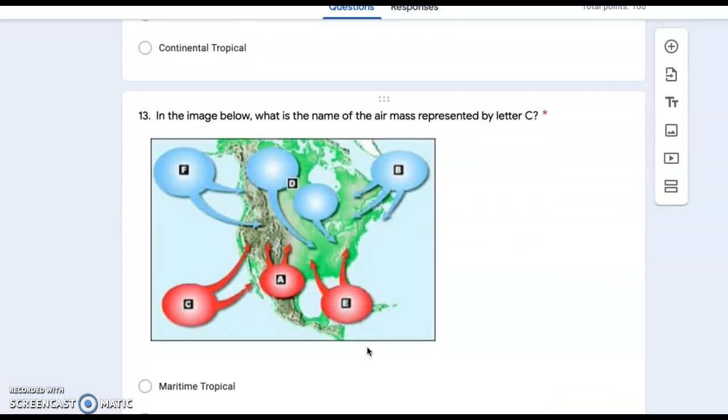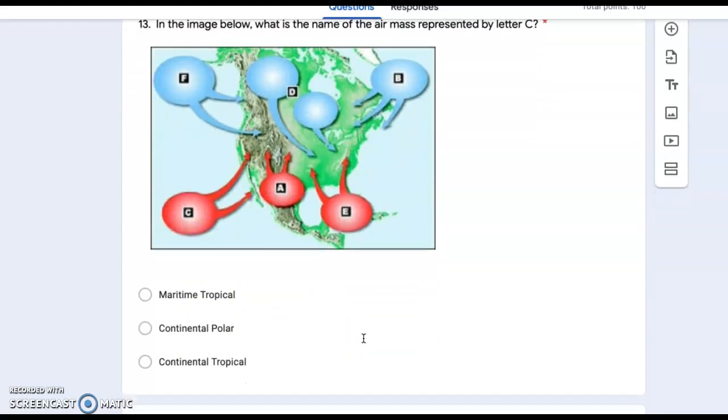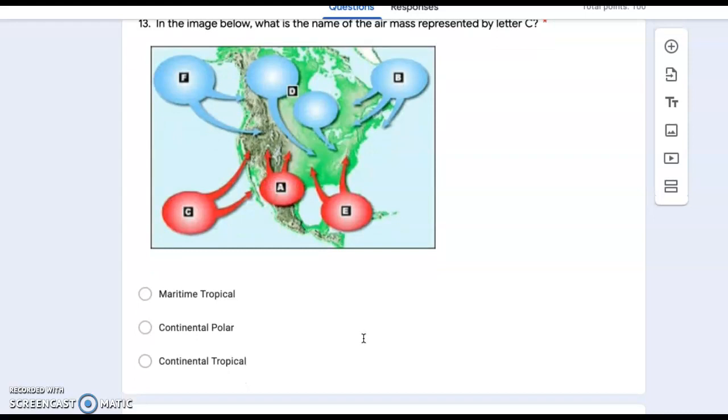Number 13. In the image below, what is the name of the air mass represented by letter C? C is over here, over water. Maritime tropical, continental polar, or continental tropical?